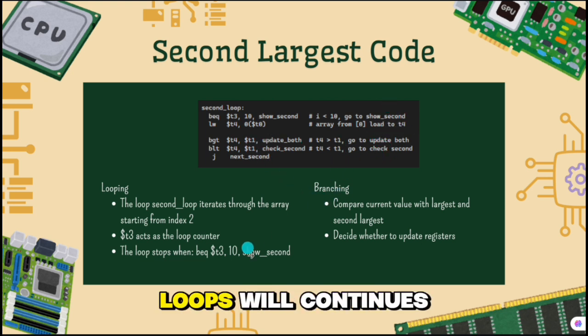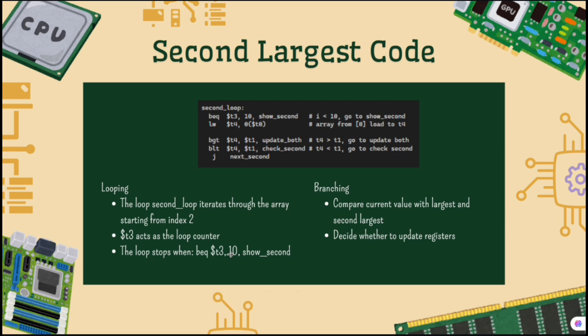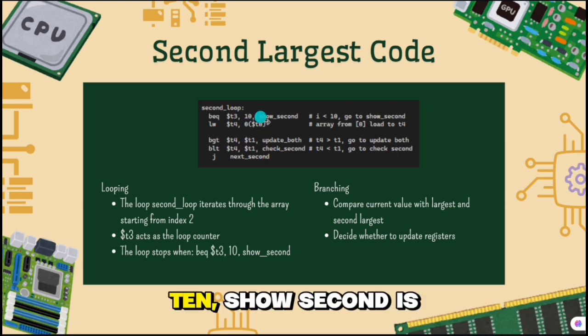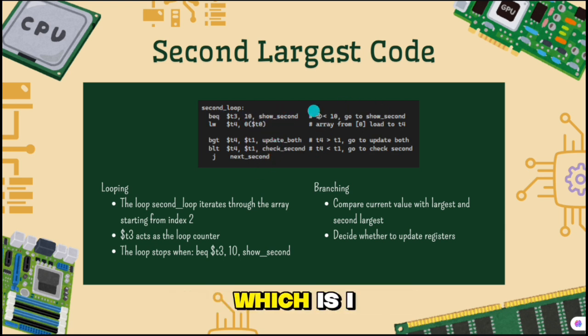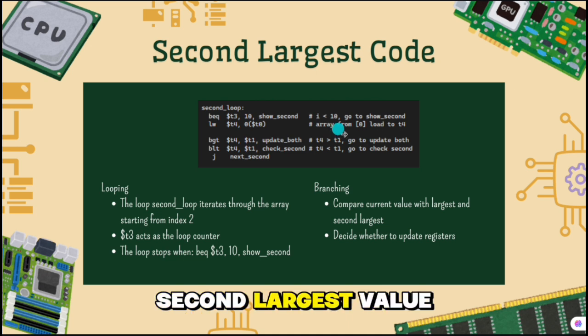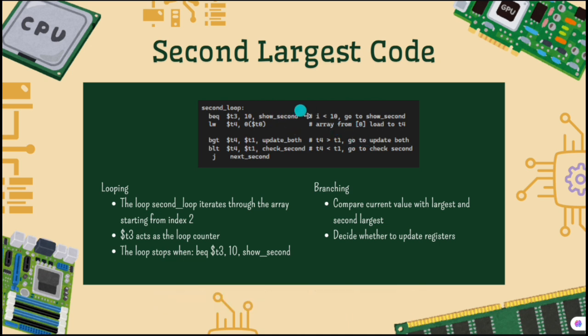The loop will continue running until the condition BEQ, which means branch if equal, T3, 10, short second is met. This means when the counter, which is I, which is T3, is 10, the loop stops and the program jumps to display the second largest value, short second. So overall, looping allows the program to check each element in the array one by one in an organized way.